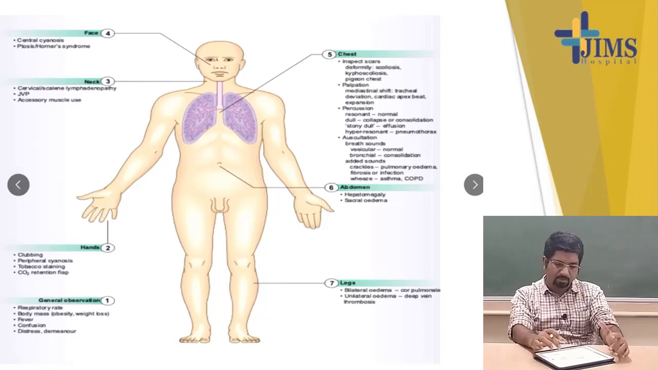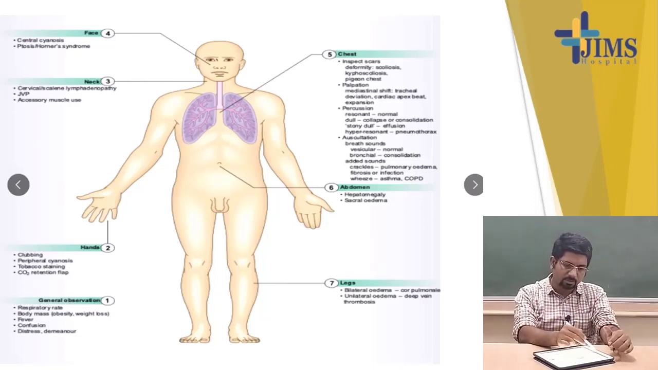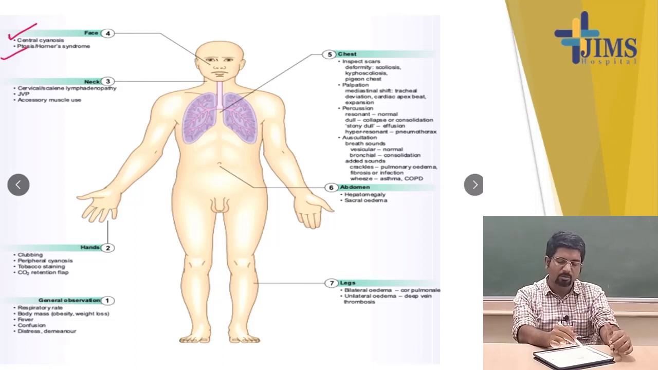Now this is the abbreviation, or a take-home picture of this clinical examination, and if you go through that, starting from the face only, you have to identify any cyanosis, any ptosis or Horner's syndrome, so there may be the possibility of lung carcinoma. From the neck, you see whether there is any lymph node, whether the JVP is raised or not, and whether accessory muscles of respiration are used or not.